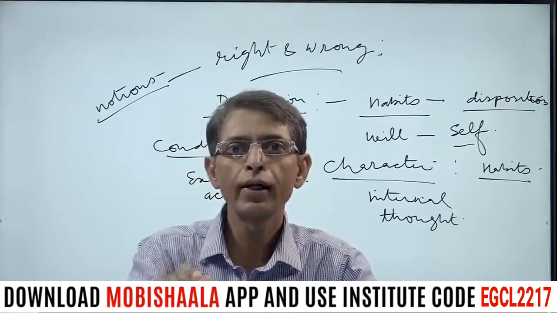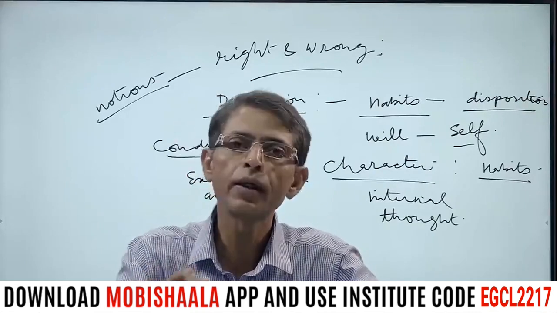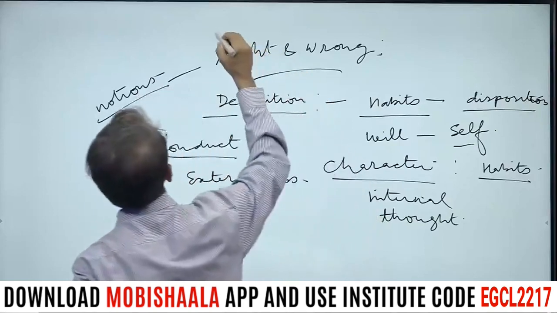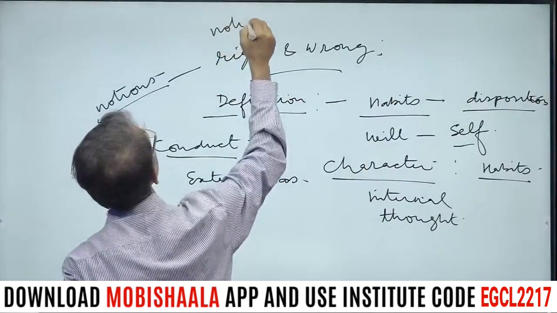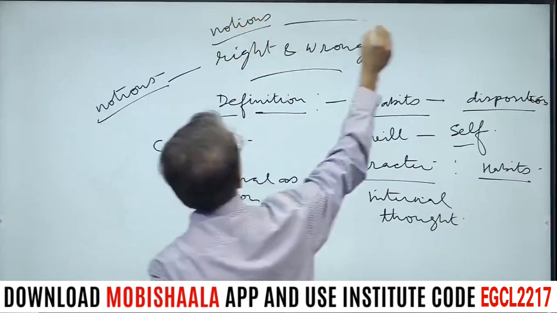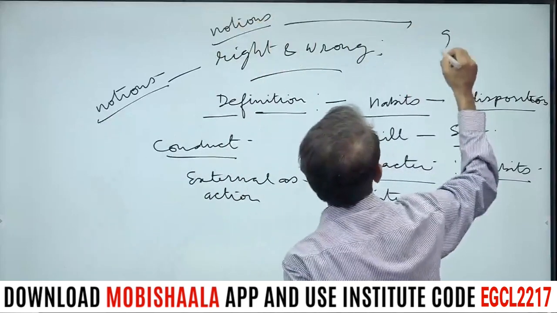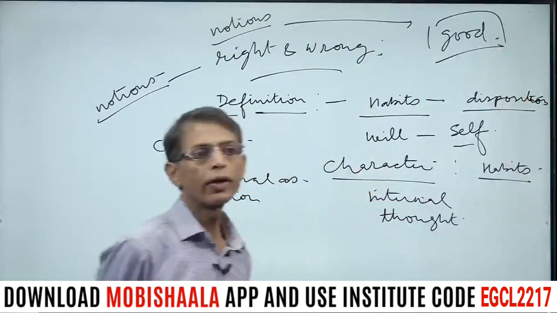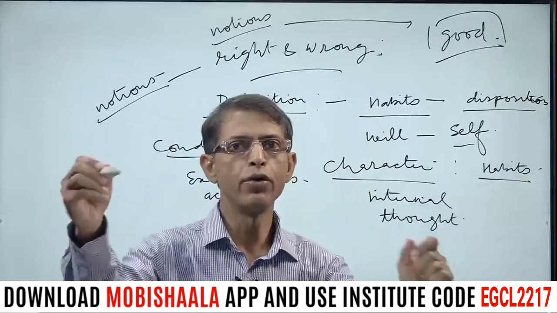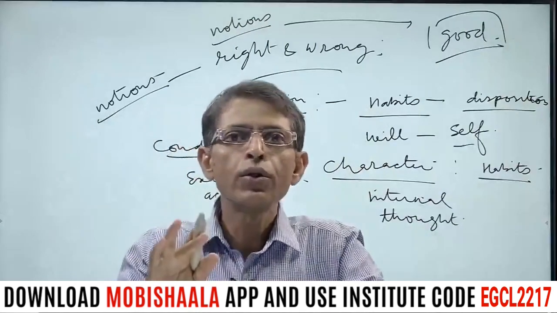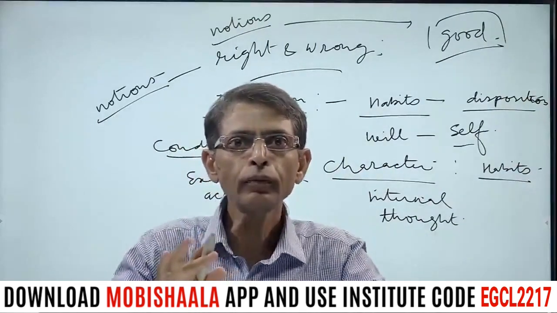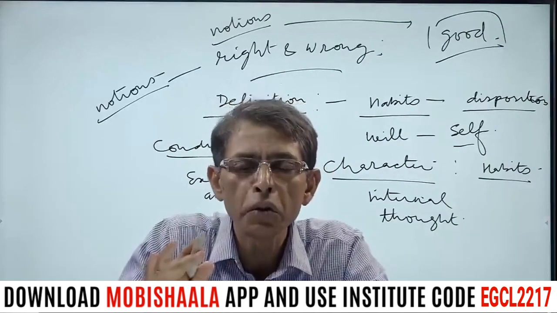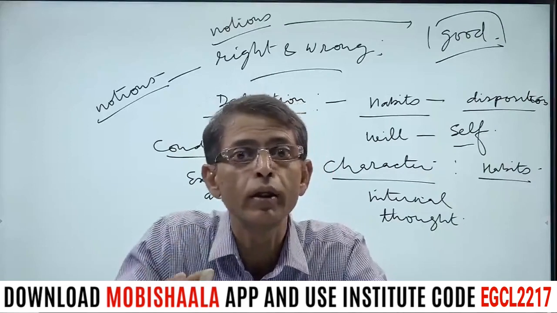Why do we perform the right action? Why should we perform the right action? In order to attain some good end. So these notions of right and wrong presuppose the notion of good. And now you can understand that this notion of good is the locus of morality. Later on, when we discuss Kant, you will know that Kant says the notion of good lies in human conscience.